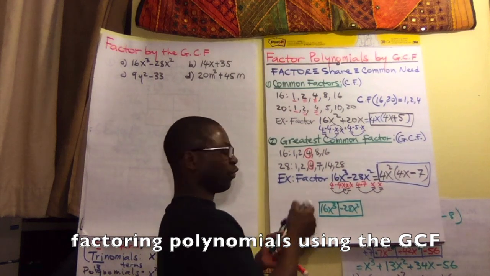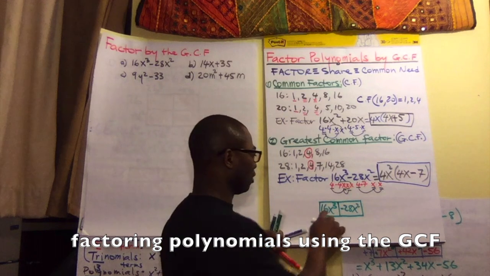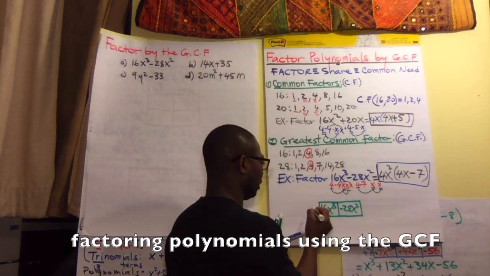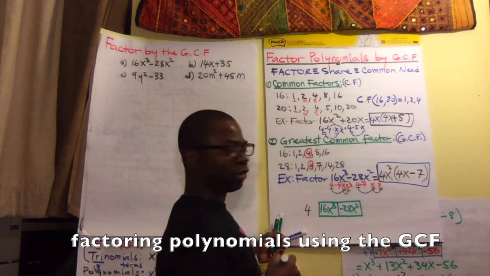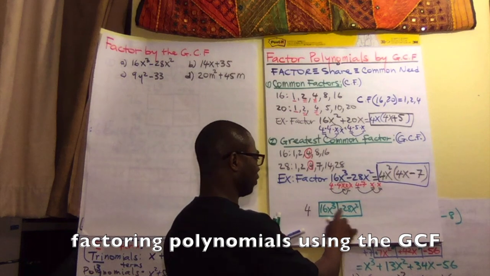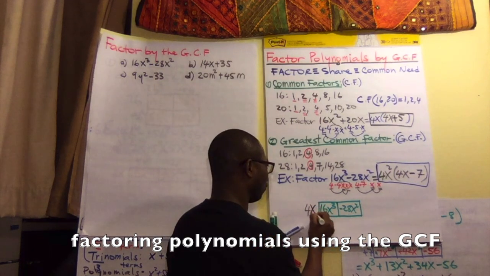Okay? So if you want to go a little faster, if I know my multiplication table, 16 and negative 28, they have 4 in common. Okay? Boom, 4 goes here. That's the greatest common factor. Then I look at x cubed and x squared. What do they have in common? They have x squared in common. There we go. So 4x squared.